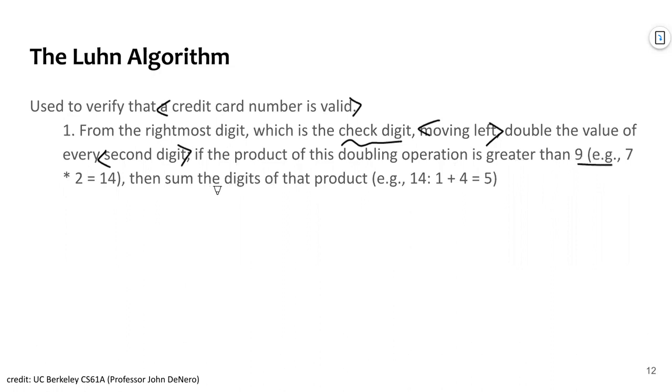When you see this definition, it might be somewhat confusing. So let's say we have 1, 3, 4, 7, 2, 9. We start from the rightmost digit, and we call this one the check digit. And we move towards the left side. When we reach the even position number, we're going to double this one, so this will become 4.